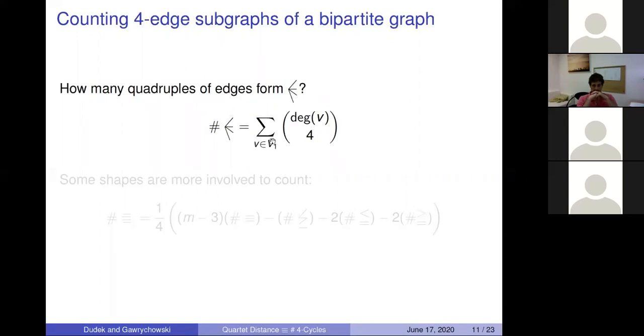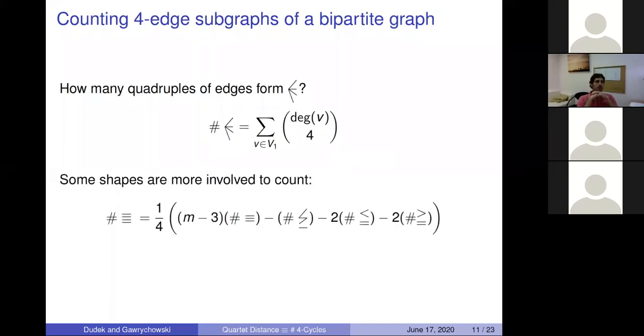So some shapes are simple to count. For the others, there are some more complex formulas. This is just an example. Please don't try to read this. You need some case inspection to connect the number of occurrences of different shapes with each other. For some of them we will have simple formulas, and for others it's not clear if we have a simple formula that allows us to compute the number of occurrences in linear time.